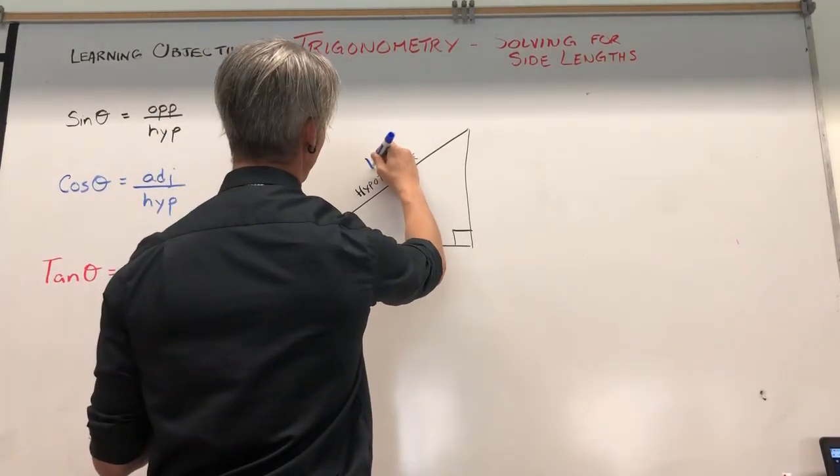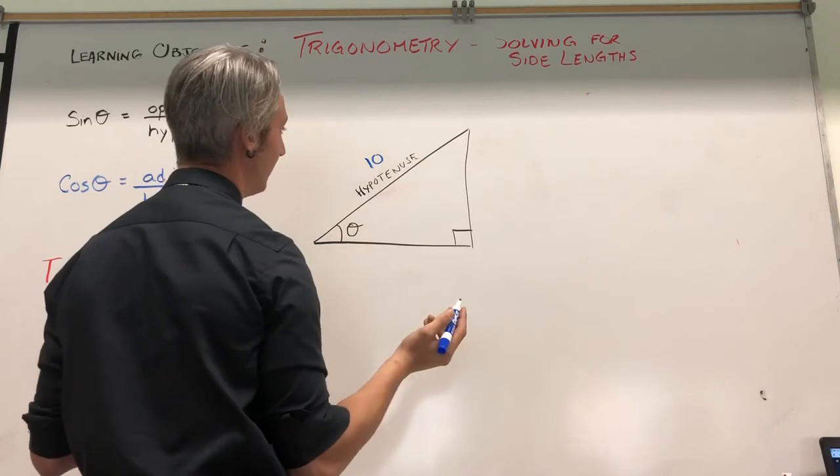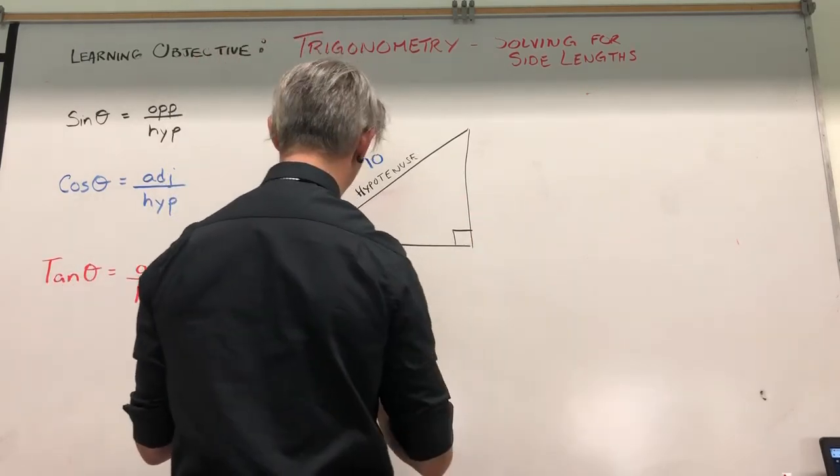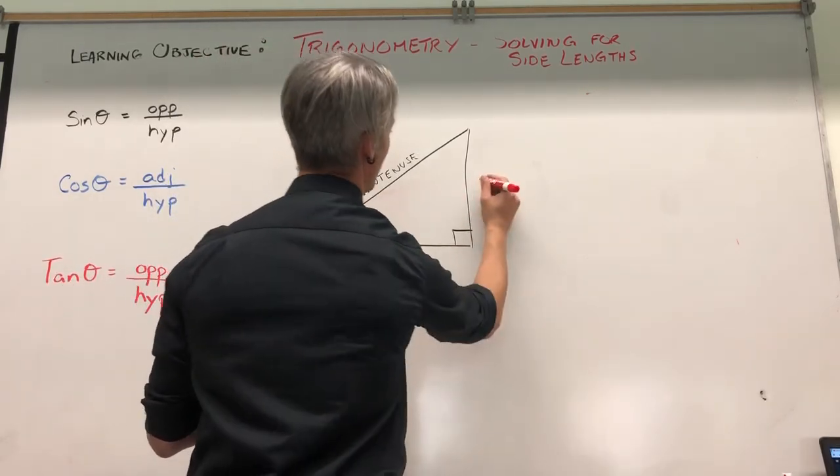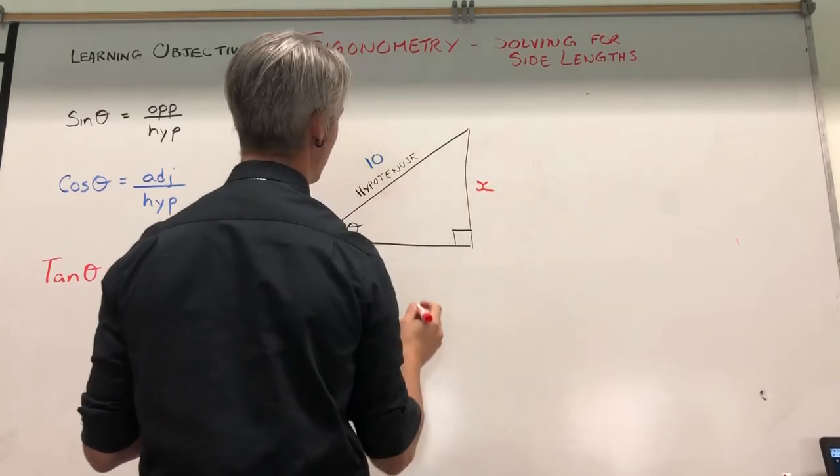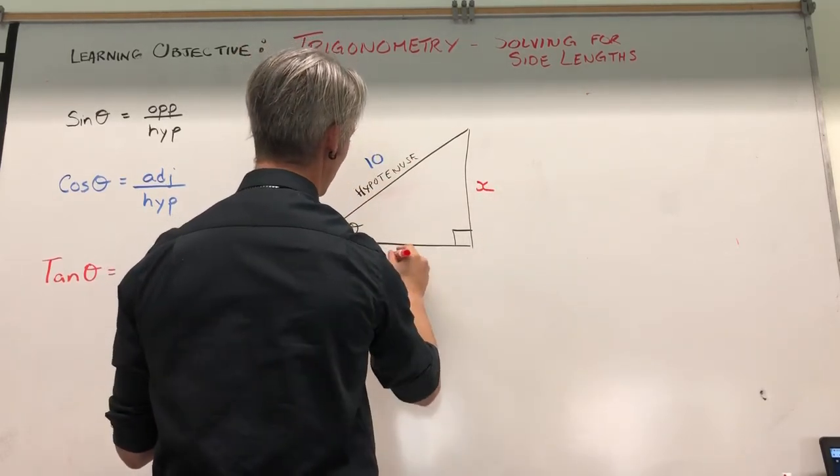So say I know the hypotenuse is 10, okay? And I say, for example, figure out what this side is, okay? If that's x, and then this is y, okay?